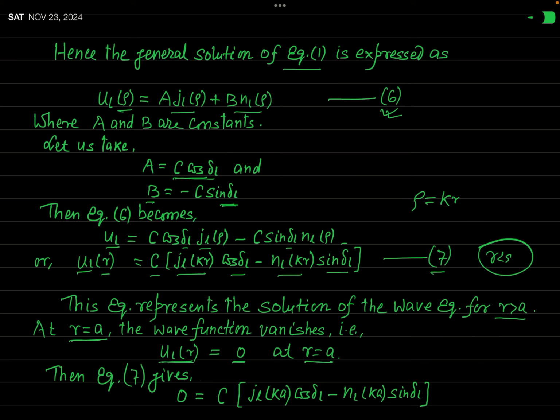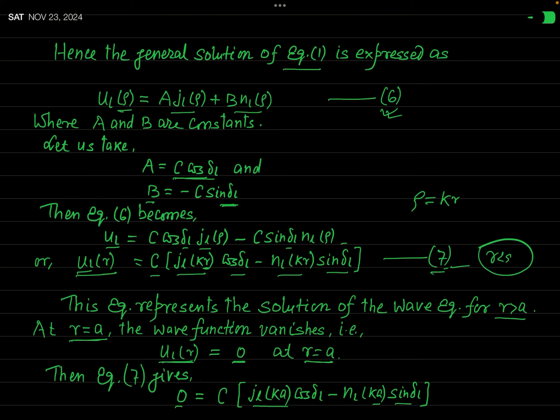Now let us use this boundary condition in this equation number 7. When you take R equal to 0 in the RHS of equation 7, you must take UL equal to 0 in the LHS. So you can see that after imposing this condition, the equation becomes 0 equal to C times JL of KA, because R is equal to A. I have replaced R by A, times cos delta L minus NL of KA times sine delta L.